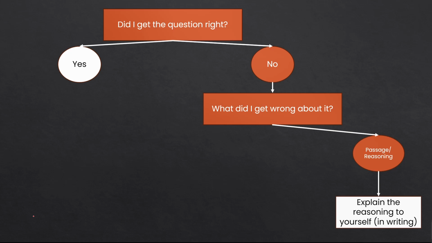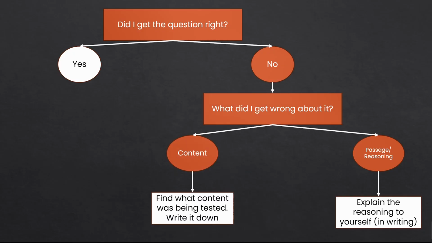Now, the other reason why you might get a question wrong, of course, is content. Typically, you didn't know a correct answer. You didn't understand something. There was a particular idea or concept or subject that you should have reviewed more. In this case, you want to find out what the content that's being tested is, and you want to write it down. I'm going to explain more what I mean by this in a sec.